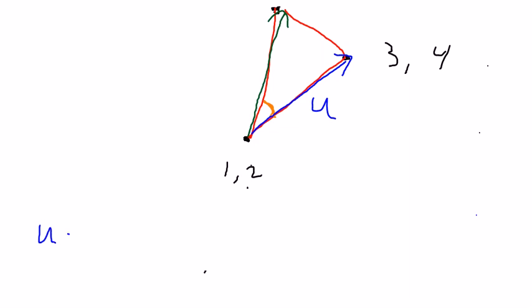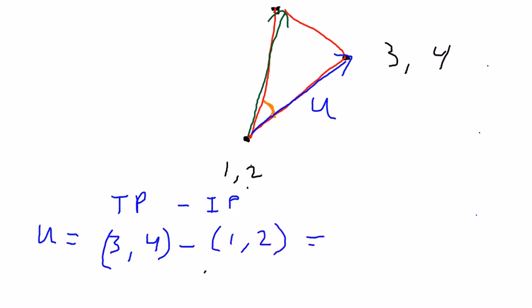Vector u is going to be terminal point minus initial point. So the terminal point for u would be (3, 4), minus the initial point of (1, 2). I get a vector of (2, 2). And this vector's magnitude, we'll just go ahead and do that, would be 2 squared plus 2 squared. 4 plus 4 is 8. So the magnitude here will be the square root of 8.